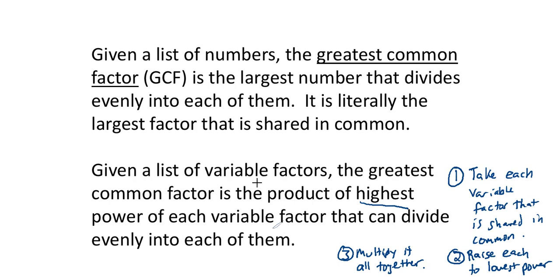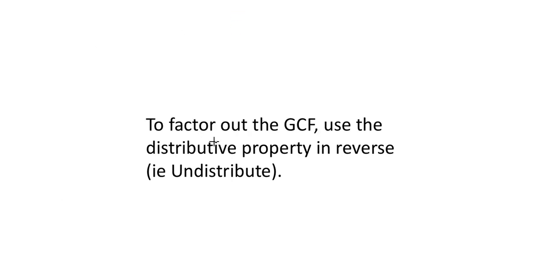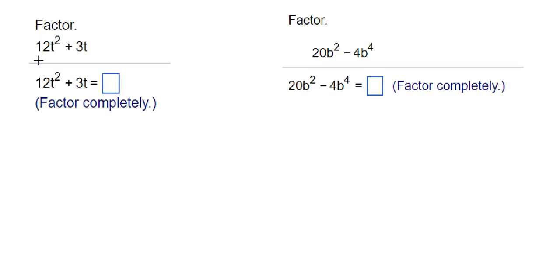All right, let's take a look at an example. Hopefully we'll make some sense of it with an example. So let's skip this. We'll come back to it in just a second. So we have this expression here, 12t squared plus 3t. The first thing we need to do is to find the greatest common factor, which I'll abbreviate GCF, of those two terms. Now, terms are things that are being added or subtracted. So there's two terms here, 12t squared and 3t. We want to find the greatest common factor of those two terms.